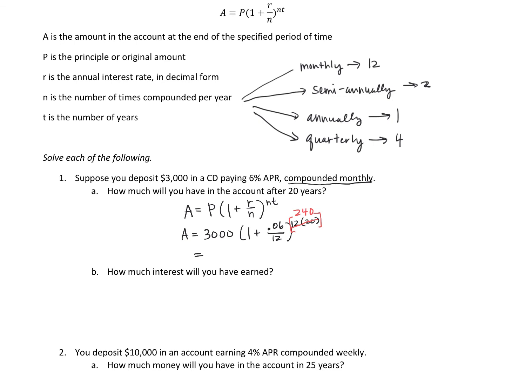Okay, so let's see what we get when we do that in our calculator. When I do the 0.06 divided by 12, I get 0.005, and I add 1. Then I raise that to the 240th power, and then I multiply that by 3,000. And I get $9,930.61. And so it doesn't tell you how to round, but since this is a problem involving money, you should always round to the hundredth because that's the cents, right?